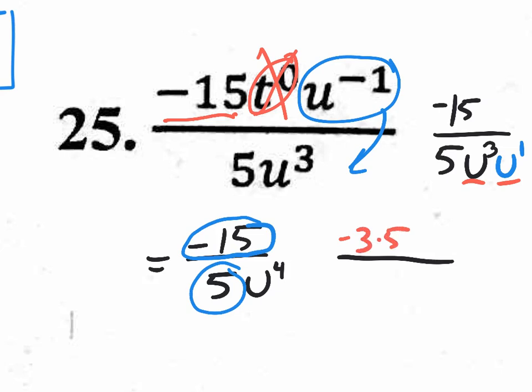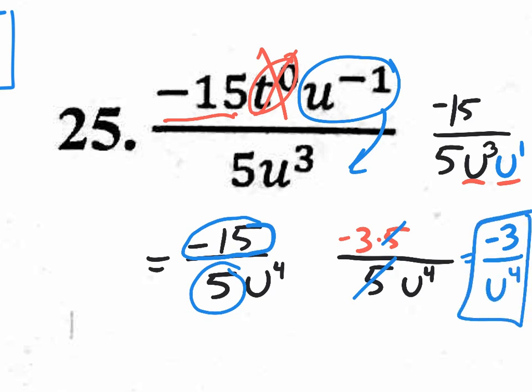And then on the bottom, you have the 5 and the u to the 4th, of course. And right here, the 5 and the 5 cancel. That's why your final answer is negative 3 over u to the 4th. That is your final answer right there. And of course, you could write the negative sign right smack in the middle of the fraction if you wanted to.